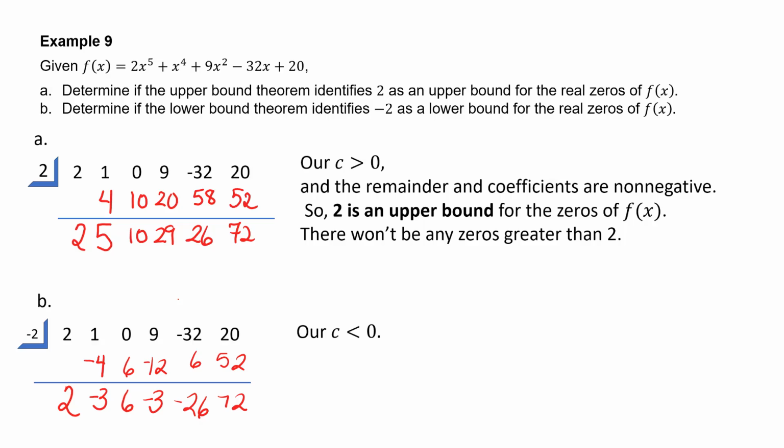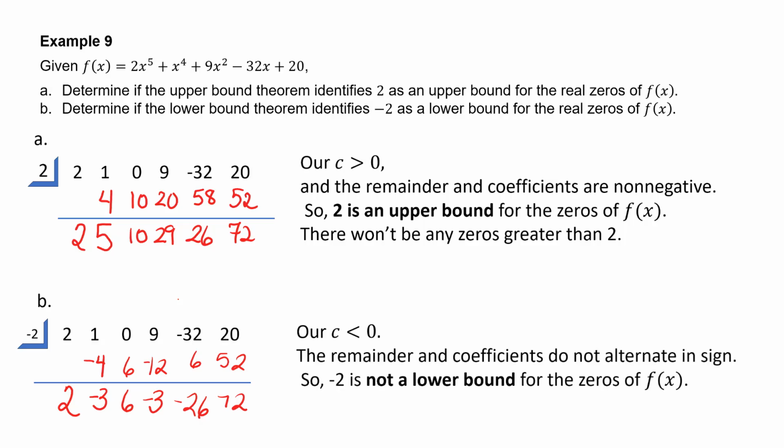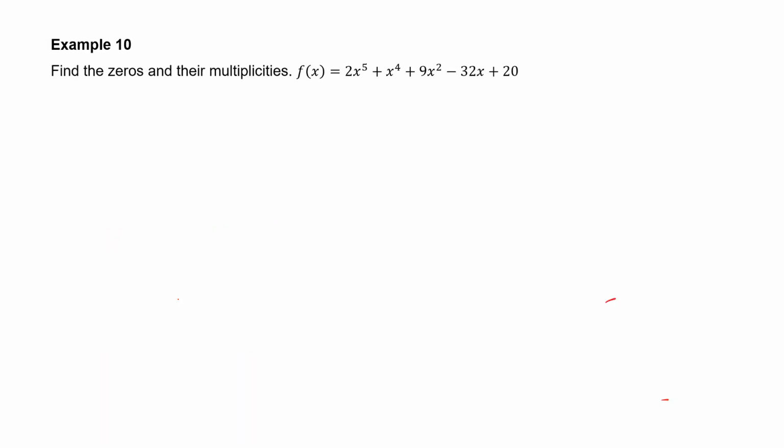So our c is less than 0. The remainder and coefficients do not alternate in sign. And so -2 is not a lower bound for the zeros of f of x. Okay, so we're going to use what we've done. We're going to use the tools we have to find the zeros and their multiplicities for this function.